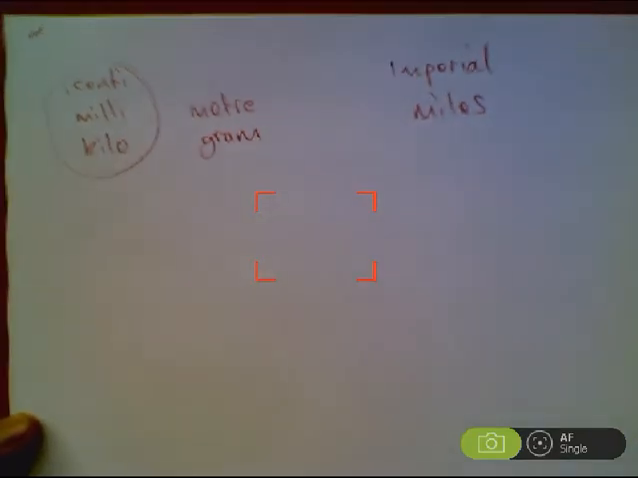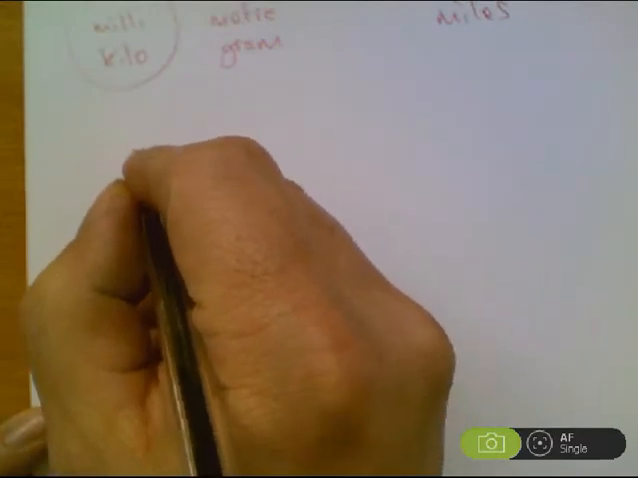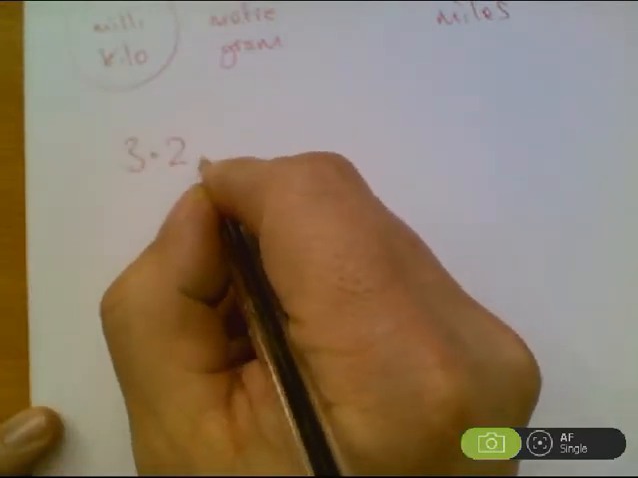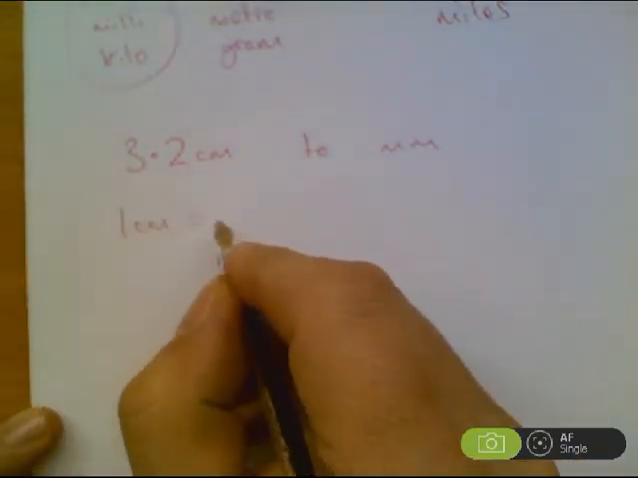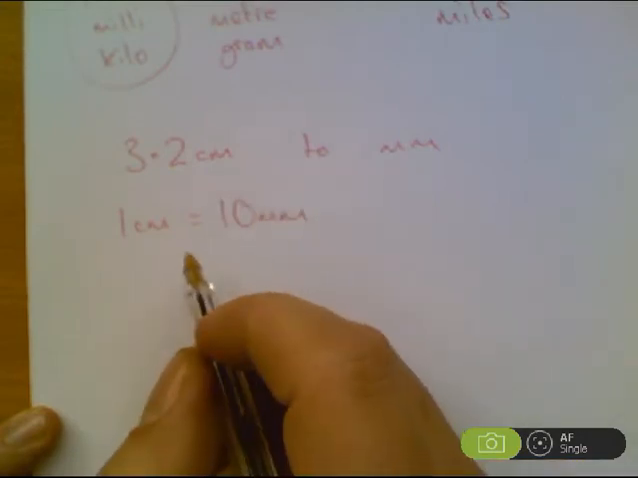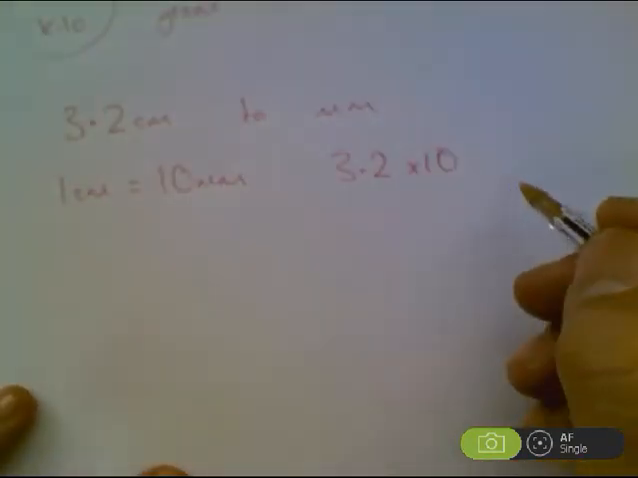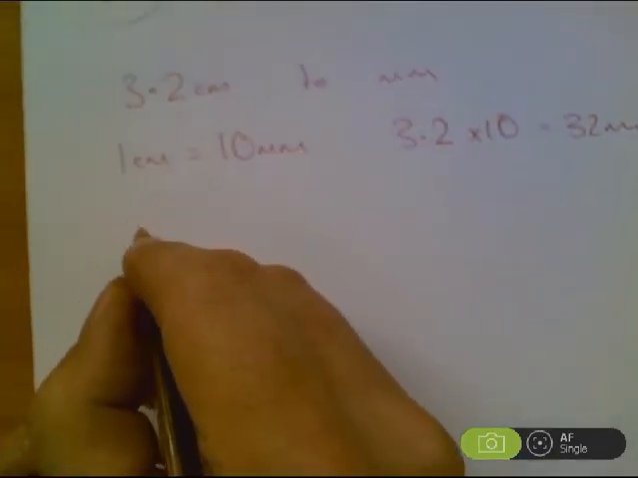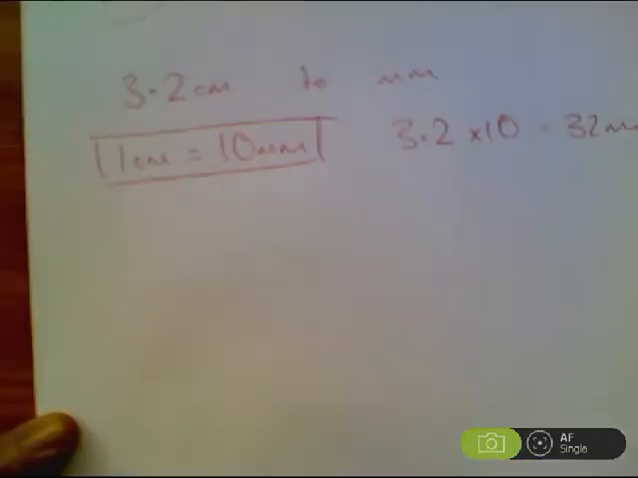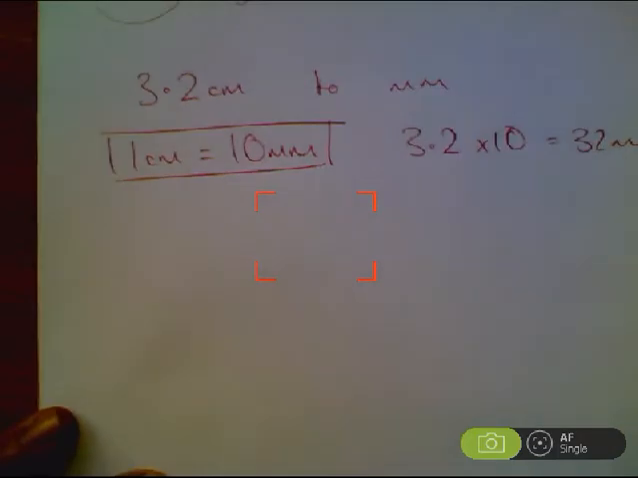Okay, so if we convert some things, let's say we're going to convert 3.2 centimeters to millimeters. Well, we know that 1 centimeter equals 10 millimeters, so I will do 3.2 times 10. There'll be 10 times as many millimeters as there were centimeters, which gives me 32 millimeters. The key thing is to identify the conversion that you're going to be using. So 1 centimeter is 10 millimeters.